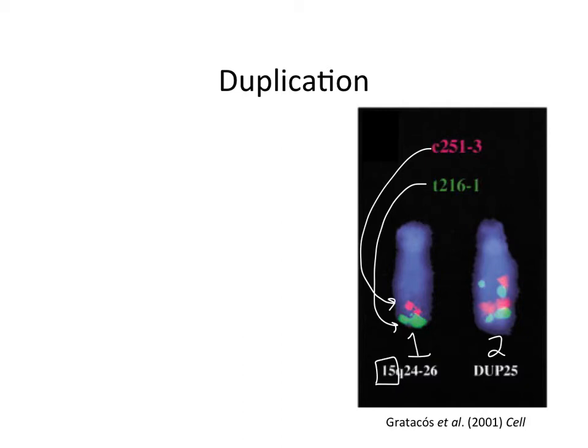And you'll notice that in individual 1, there's 1 red signal, meaning there's 1 copy of DNA sequence C251-3, and there's 1 pair of green signals, indicating that there's 1 copy of T216-1. But in this other individual, there are 2 sets of red and green signals, which suggests a duplication. There's the original version, and there's been a copy.